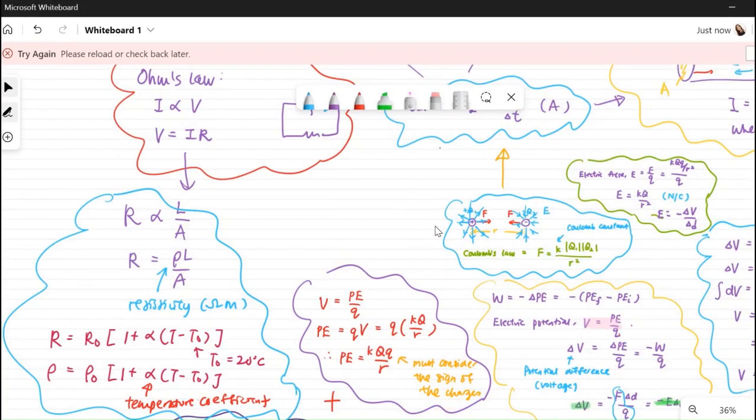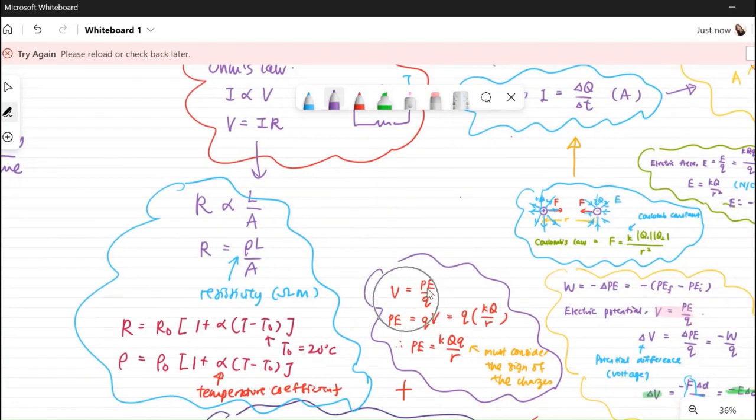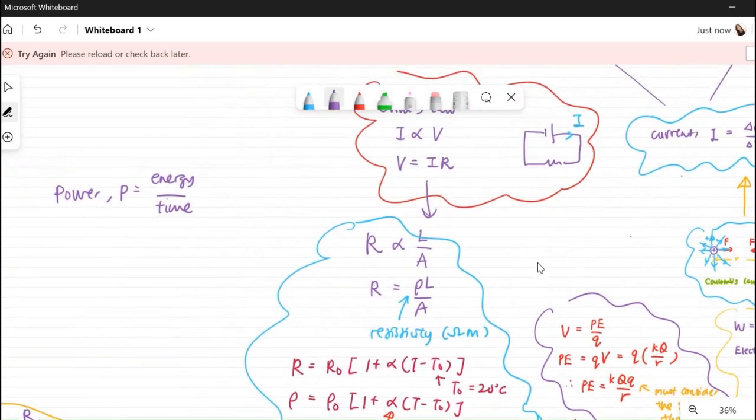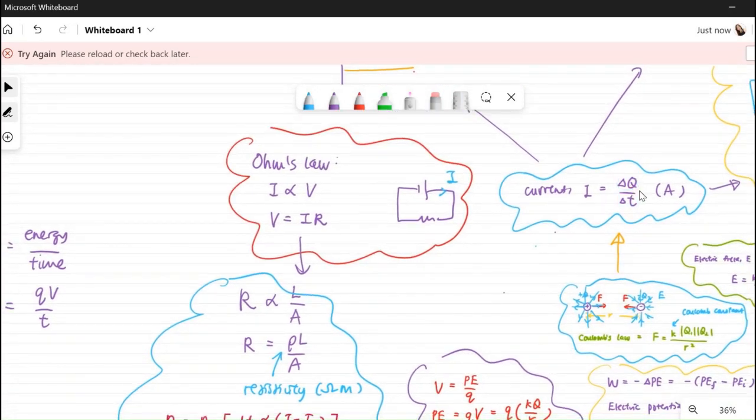Now let's look at another term called power. Generally, power P is defined as energy per unit time. Let's recall back: how can we relate energy to electric potential? Just now we defined that electric potential is potential energy per unit charge. So potential energy here actually refers to energy. Therefore, energy is equal to Q multiplied with V, right? So QV over time, where time is t. If I recall what we have learned so far, the current is defined as the rate of flow of charge.